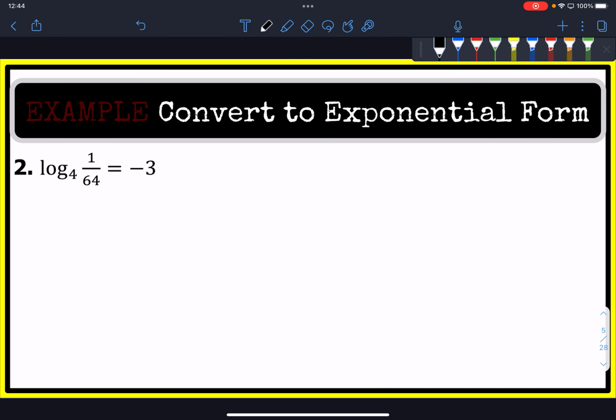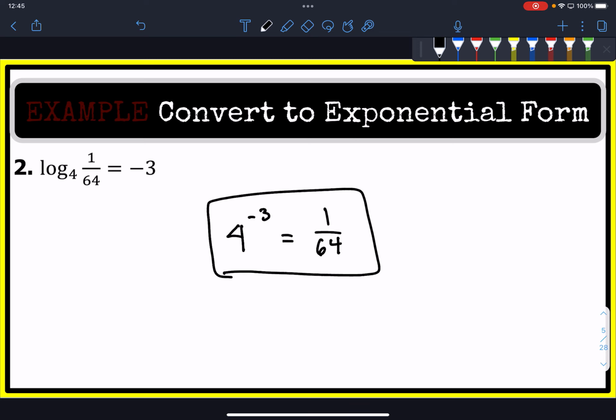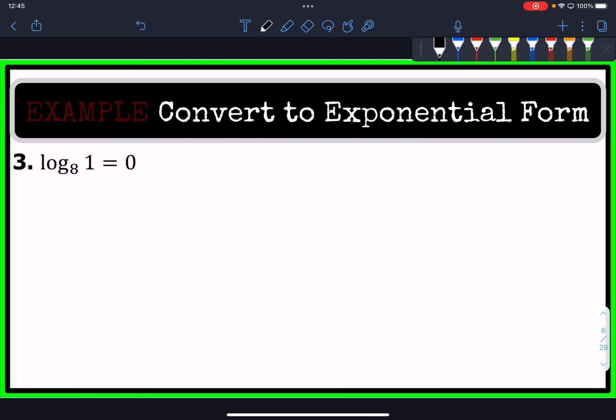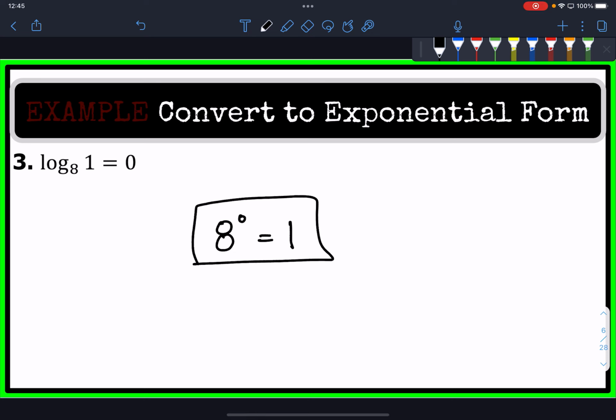Look at this example. If I have the log base 4 of 1 over 64, that's equal to negative 3. So the base of 4 raised to the negative third power is equal to 1 over 64. And there is your solution. This is the equation in exponential form. For the third example, the log base 8 of 1 is equal to 0, which means that if I take 8 and raise it to the 0 power, that's going to equal 1. So this is the exponential form.